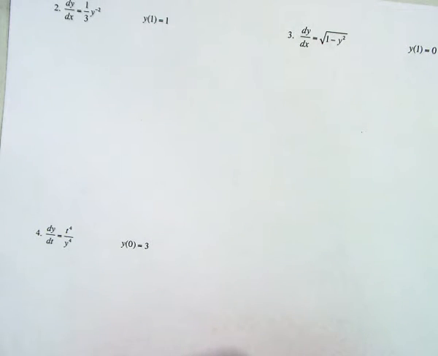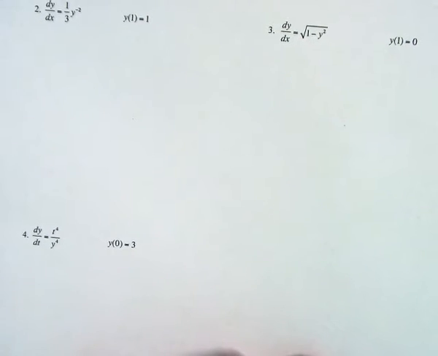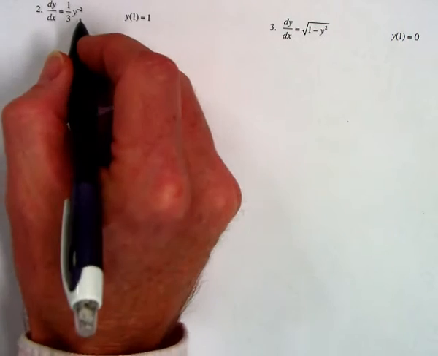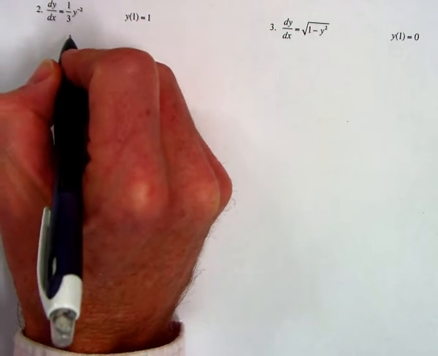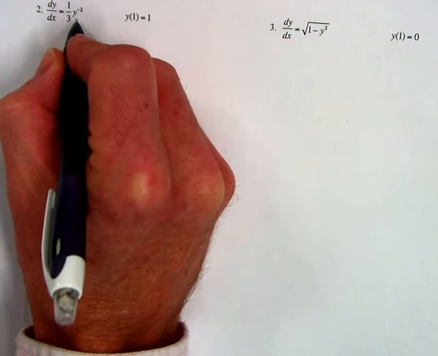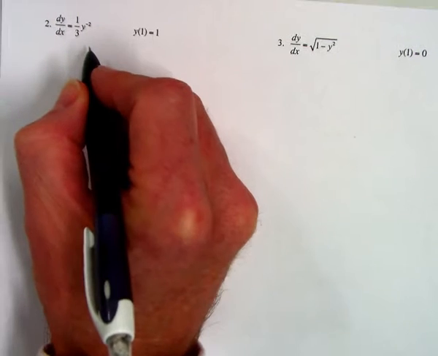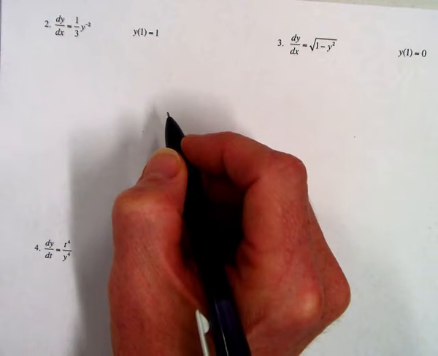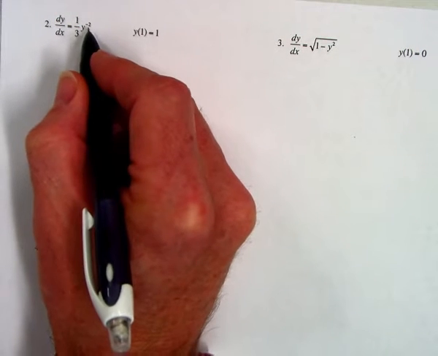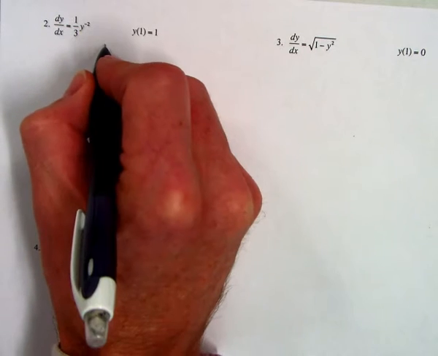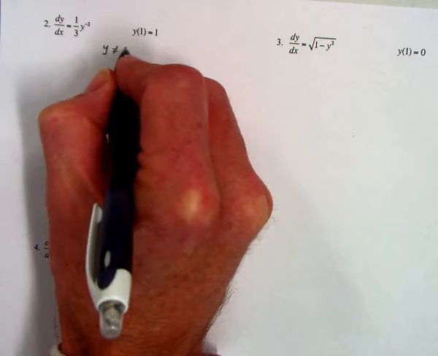Let's look at a couple examples that will help us illustrate what's going on. One of the things we should recognize right away is, if y equals 0, is this thing differentiable? No, because this has a negative exponent there. So we know y cannot be 0.